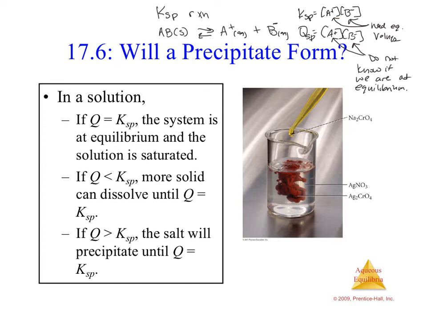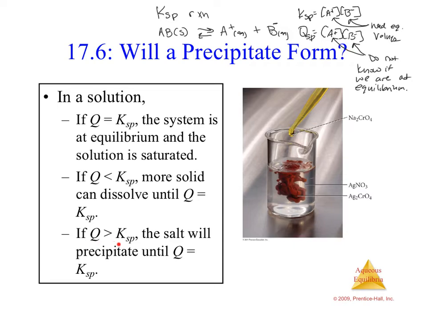So let's go over these points. In a solution, if Q equals KSP, the system is at equilibrium and the solution is saturated. Again, if it was a saturated solution, you would see it would just look like water, or you would see no solid at all. If Q is less than KSP, more solid can dissolve until Q equals K. So if Q is less, that means when you multiply these together, it's a smaller number than K. Therefore, you could add more of AB to your beaker and it would dissolve.